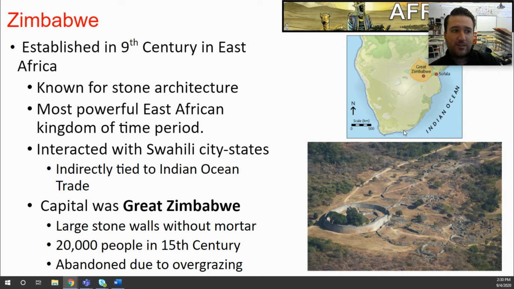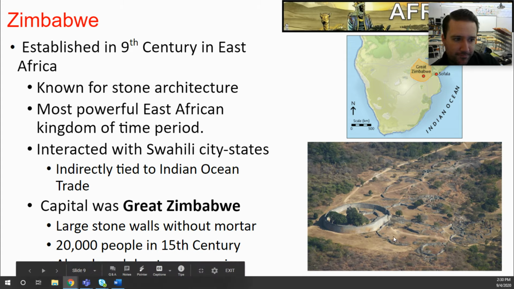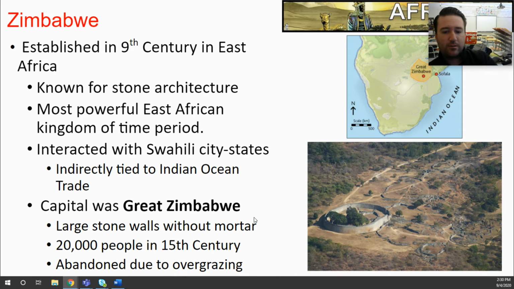But itself, it's kind of known for this great stone structure that was built in the Great Zimbabwe. It was this very large stone wall that they built without mortar. Mortar being like the stuff that connects the stones. The stones just were perfectly fitted and carved and shaped to fit each other.